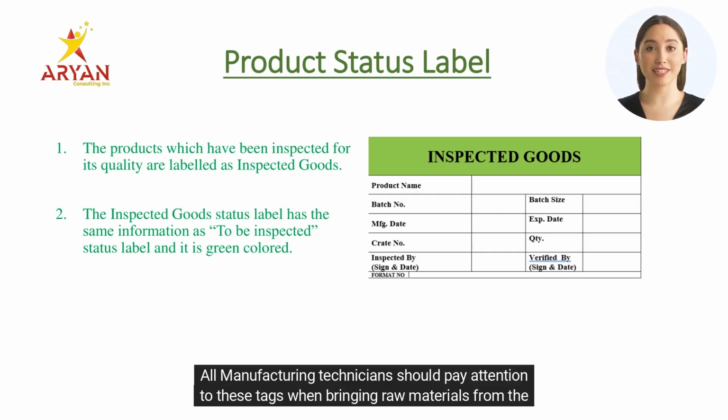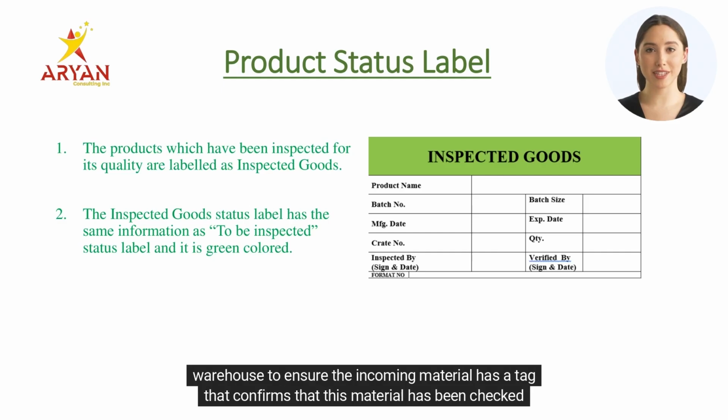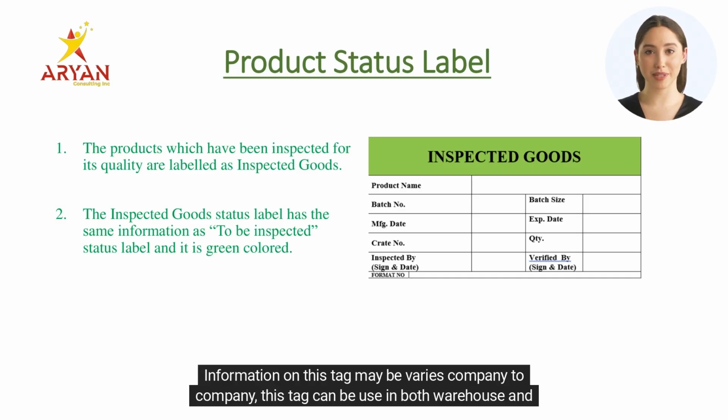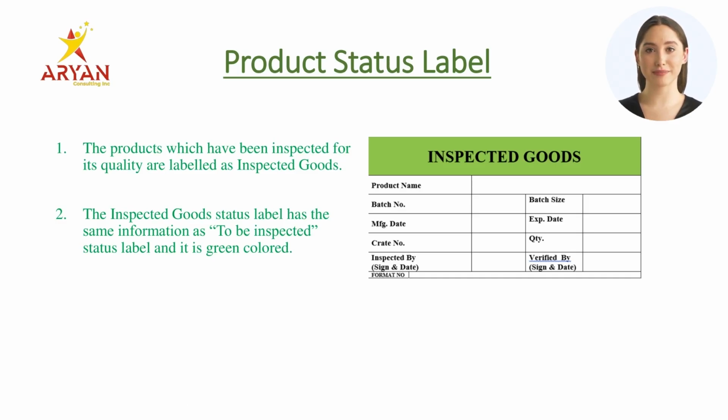All manufacturing technicians should pay attention to these tags when bringing raw materials from the warehouse to ensure the incoming material has a tag that confirms that this material has been checked by quality control. Information on this tag may vary from company to company. This tag can be used in both warehouse and production departments.